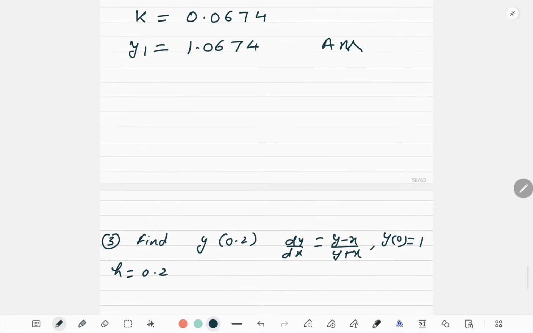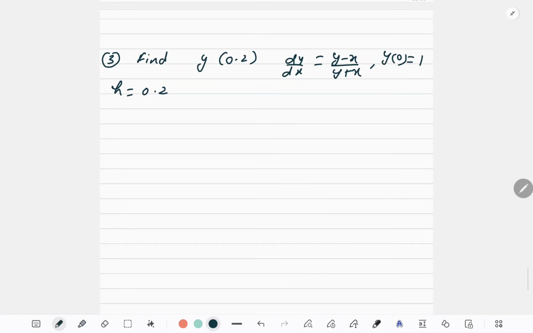Let's move to the next question. Now look at this question. Find y of 0.2. Okay, here again the same situation. Function is different, but see, x0 is 0, y0 is equal to 1, h is equal to 0.2. Function value is equal to y minus x upon y plus x. Right? So now let us start by solving.